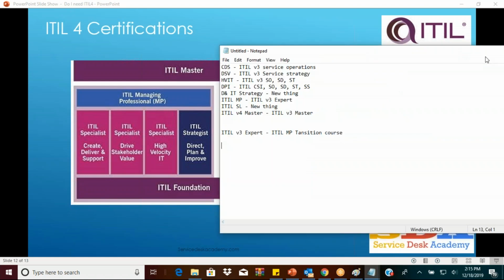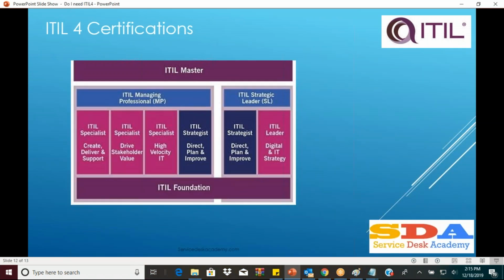For this course there will be an exam for the transition. When you want to become ITIL Strategic Leader, yes, you have to explicitly do the Strategist certifications, Direct Plan and Improve, because there you learn the concepts in much more detail. After doing this Managing Professional, you will have to do ITIL Strategist and Digital and IT Strategy in order to get your ITIL Strategic Leader award.